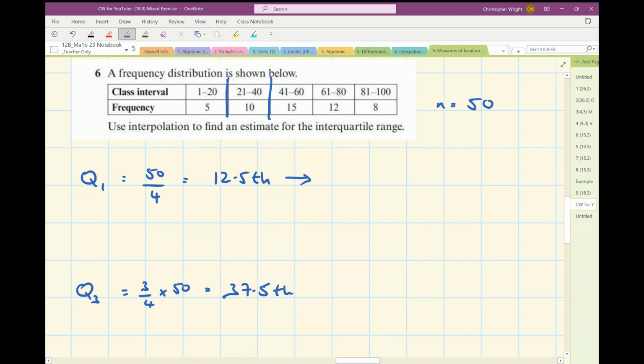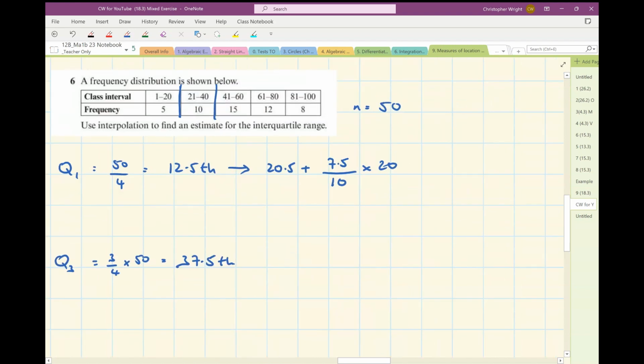So that class starts at 20.5, and I'm going to need to go 7.5 data values into that, and it is 10 data values wide. And what is the width of that class there? It's from 20.5 to 40.5. It has a width of 20. So that will give me the value of Q1, which is 35.5. Right, what about Q3?